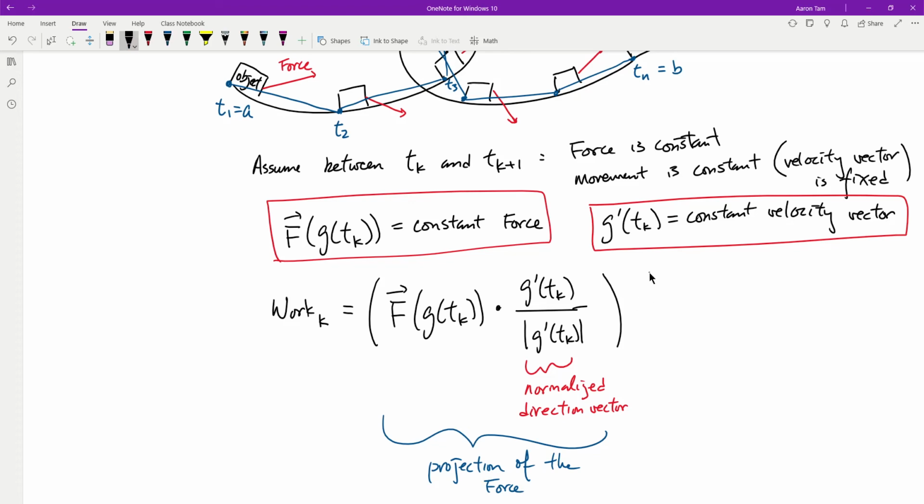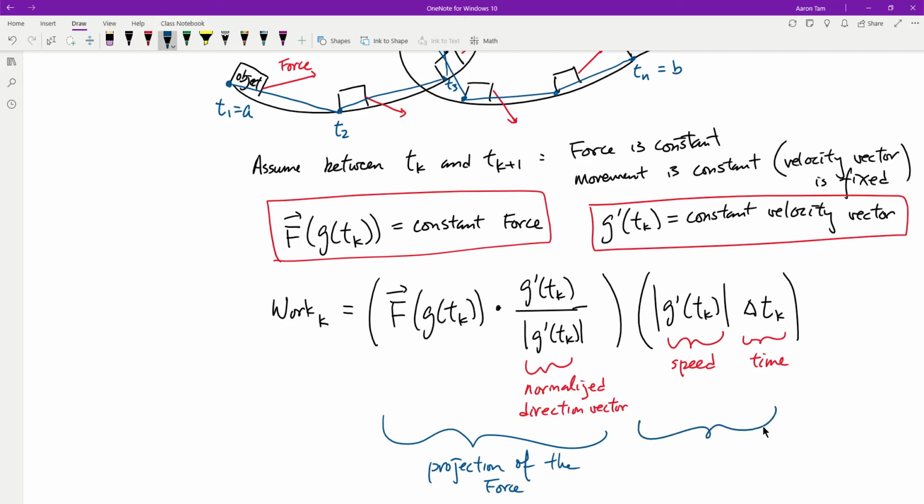Now I'm going to multiply that with distance traveled. So how do you calculate distance traveled? Simple. It's speed times time. So speed is given by the length of g prime of t sub k, multiplied by the amount of time it takes to travel between these 2 points, which would be the difference between t sub k and t sub k plus 1, which I am going to call delta t sub k. So this right here is the speed, and this right here is the time. And so together, this gives the distance traveled by this object.